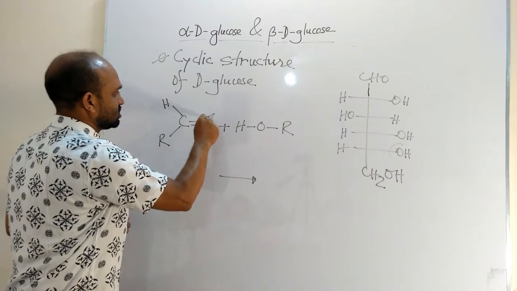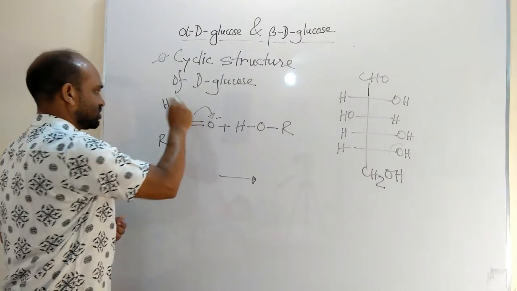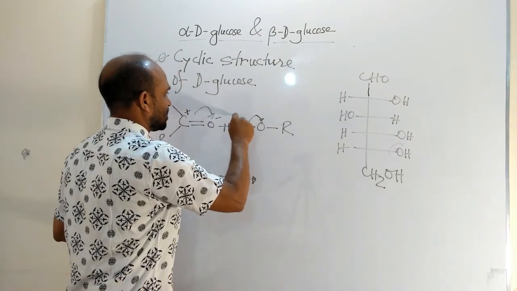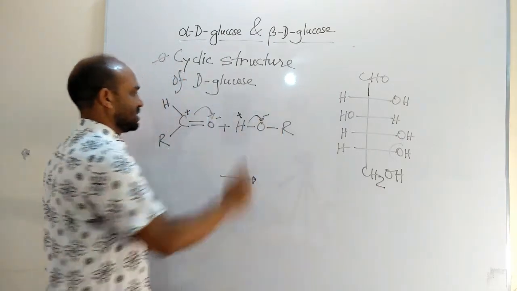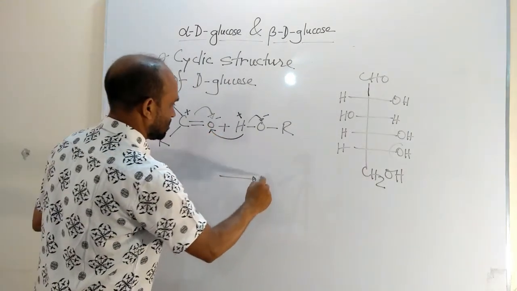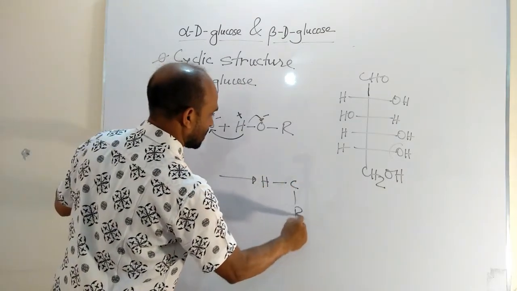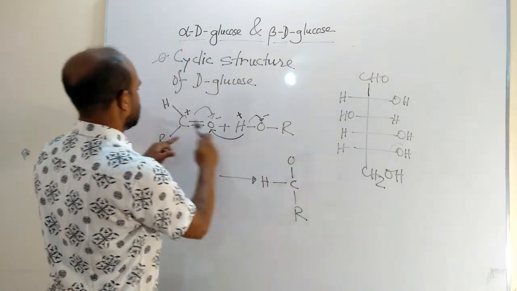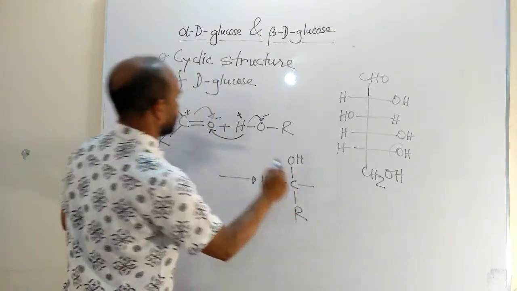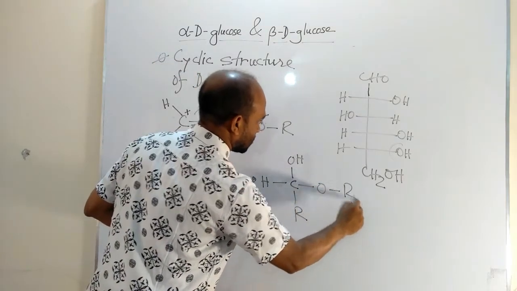Here this bond becomes polarized, so the oxygen becomes negatively charged and the carbon becomes positively charged. So this plus comes here. Now let's write the compound: hydrogen, carbon and another alkyl group, this oxygen with this hydrogen, and this carbon plus and this minus. So oxygen and another alkyl group.